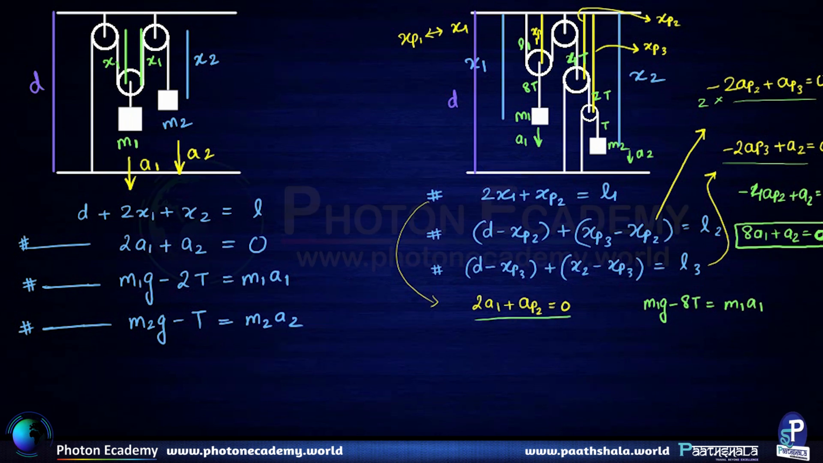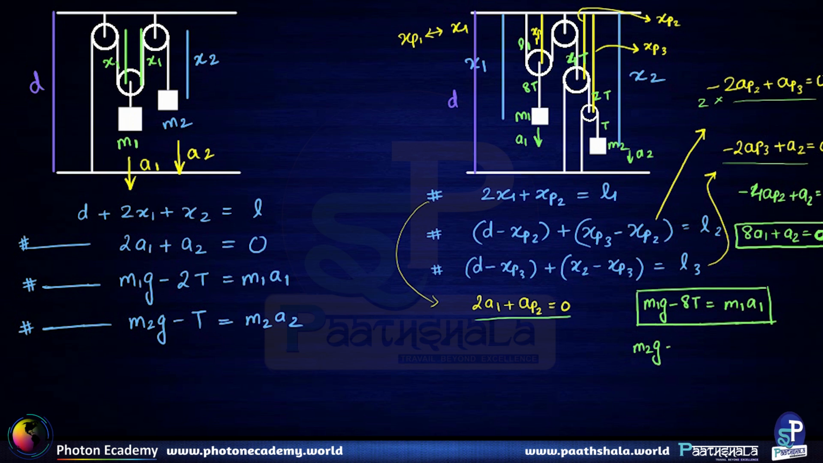Both accelerations are assumed away from the rigid support going in the downward direction. So this is the second equation for the mass m1 that we need to be noting down and solving later in order to get accelerations and the tension. And the third equation is m2g minus t is equal to m2 a2. This is the third equation.